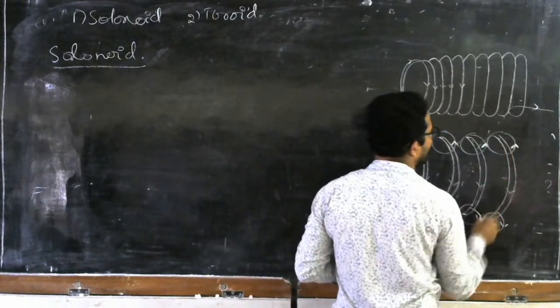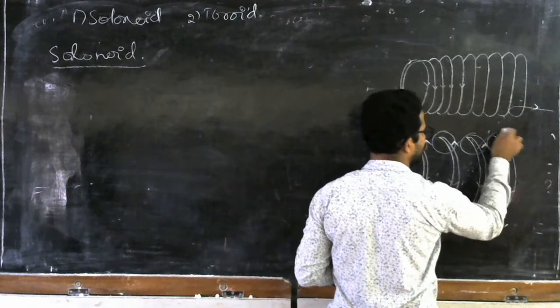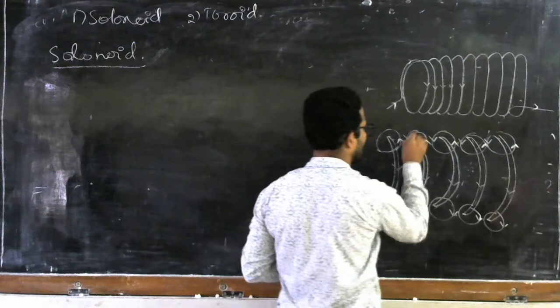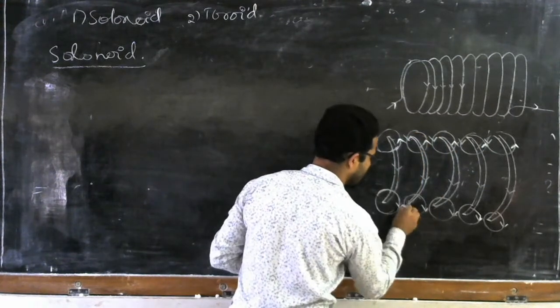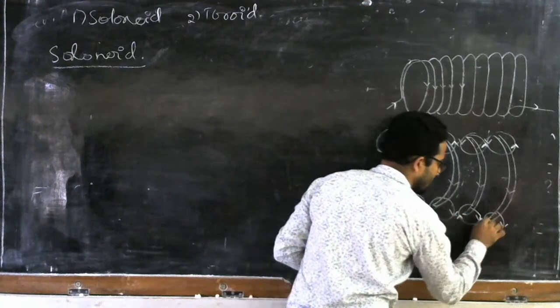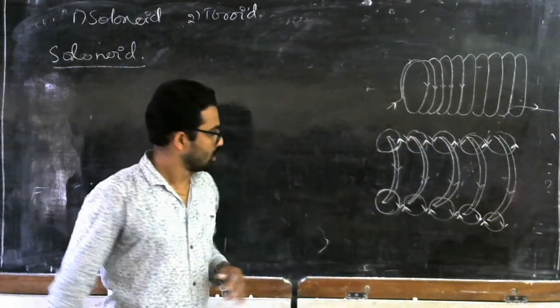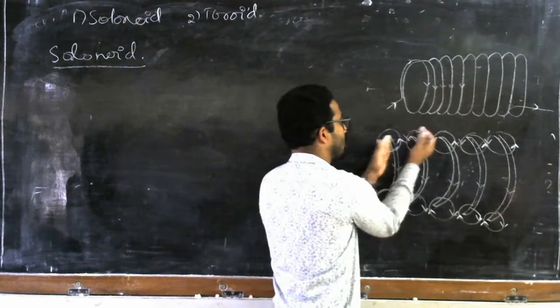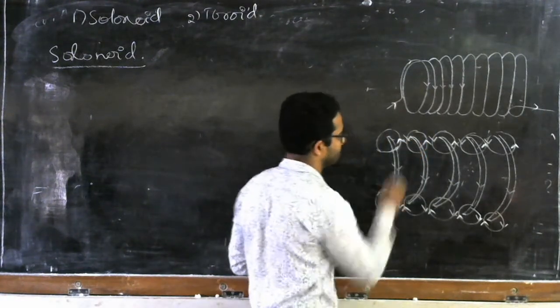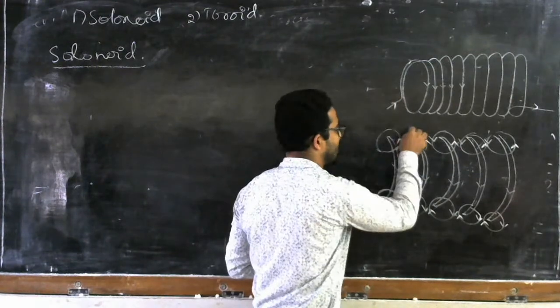And it will be here at this position, it will be like this, and here it will be like this, it comes like this. So here neighboring turns are closely spaced. So the direction of magnetic field at this point, one is around this and another one is this.